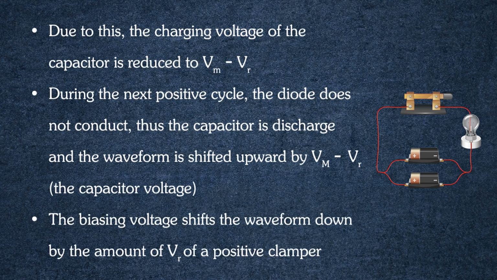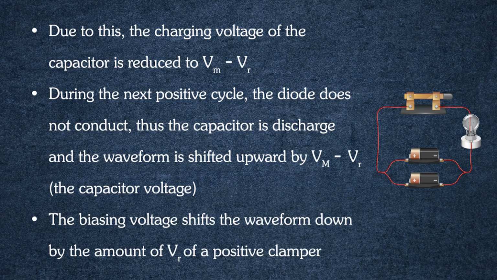Due to this, the charging voltage of the capacitor is reduced to Vm minus VR. During the next positive cycle, the diode does not conduct, thus the capacitor discharges and the waveform is shifted upward by Vm minus VR, that is the capacitor voltage. So, the biasing voltage shifts the waveform down by the amount VR in a positive clamper.